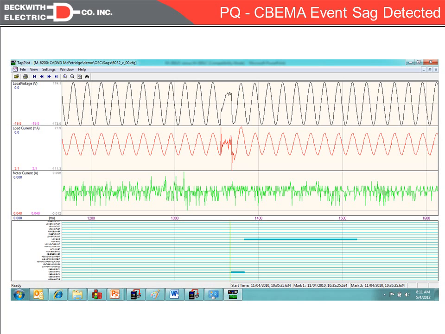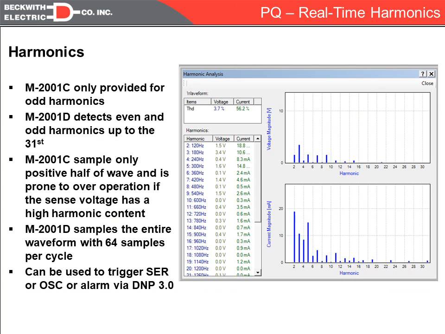So this is what a typical fault record for a sag would look like. Now, the C did harmonics, but it really did not. It allowed you to do odd only, and it would actually read several values from the control to TapTalk, and TapTalk would actually calculate the harmonics.